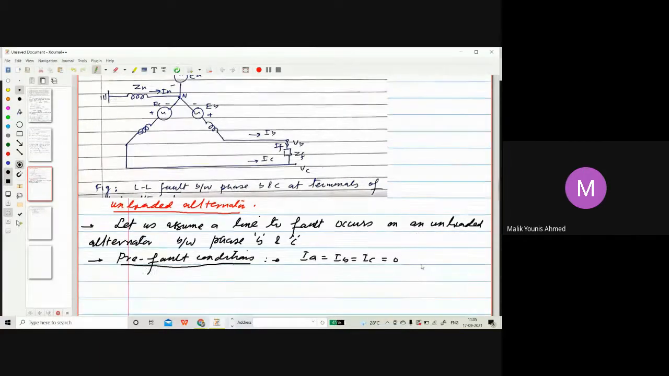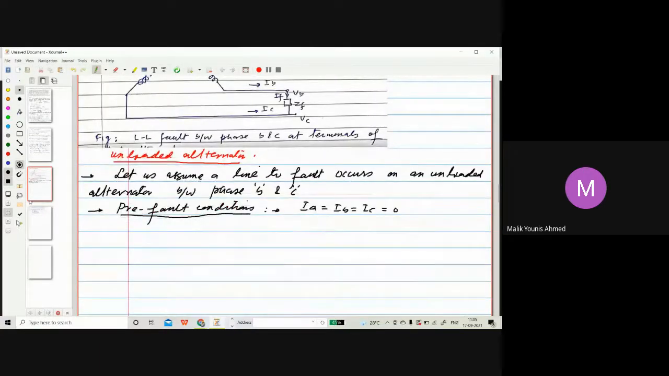What about voltages? VA, VB, VC, what are they? Sir, balanced. Yeah, they will be balanced voltages. So this is not going to change. Pre-fault conditions, there is no fault, nothing will happen. So next is post-fault conditions.